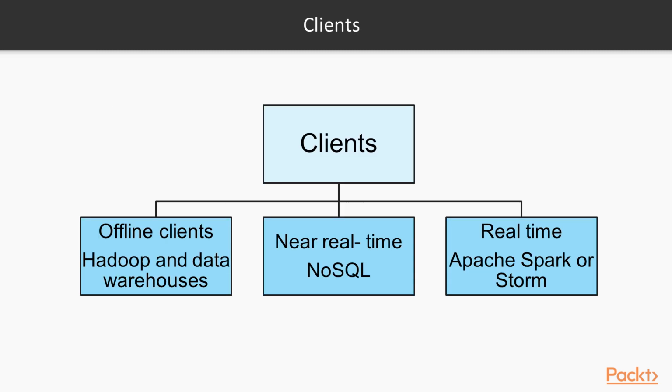We could group the clients into three types. Offline clients. The information is stored for a deferred analysis, for example, Hadoop or data warehouses. Near real-time. The information is stored but could be requested at the same time, for example, NoSQL databases like Apache Cassandra. Real-time. The information is analyzed as it is generated. We need a modern engine like Apache Spark or Apache Storm to make an analysis over HDFS.